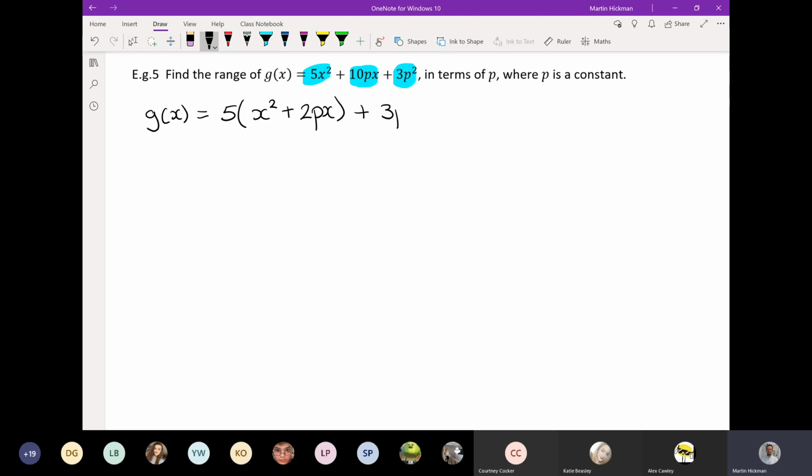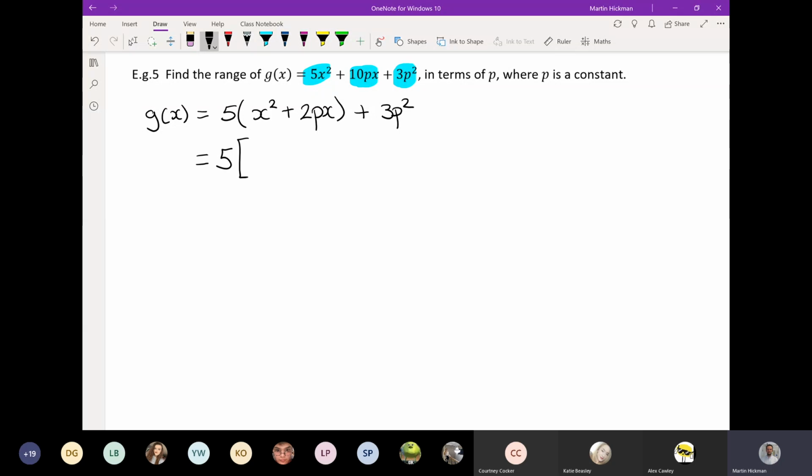Don't forget you've got this 3p squared as well. Just look at those first two terms and take the 5 out. Some people like to take the 5 out of the 3p squared as well. You can do that. I don't like doing that, but I know some of you do. It's not wrong, it can just lead to more mistakes, in my opinion. But if you prefer doing it that way, you can.